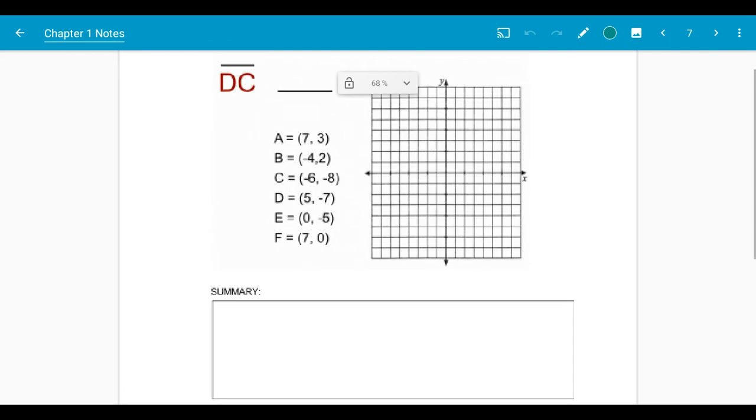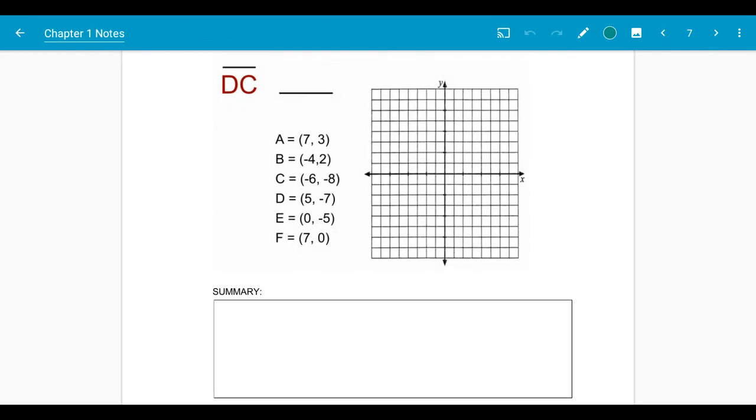All right, last one, and then you guys can start your work. So this one is DC, and you'll notice there are no markings, like no arrows on this one. It means this is a segment. DC, that. We want to go negative 6, negative 8. And then D is 5, negative 7. And then this one has no arrows, so we're just going to literally connect the 2. Don't go beyond it. And then that's it.